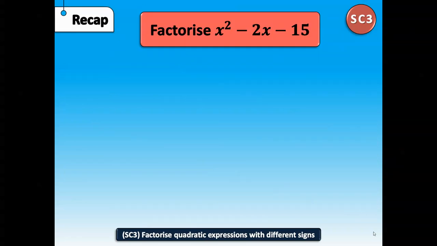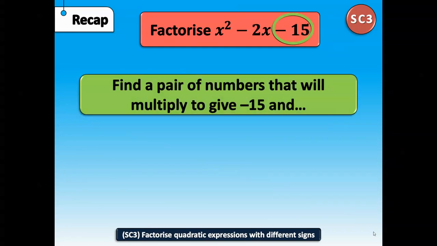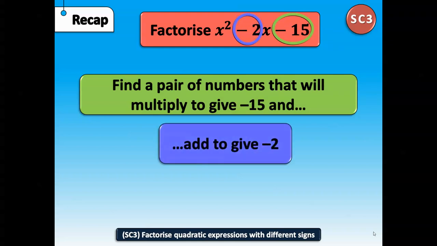So to recap, we want a pair of numbers that will multiply to make minus 15 and add to give minus 2. So in this case, it's minus 5 and positive 3. So we factorize it to x minus 5 and x plus 3.